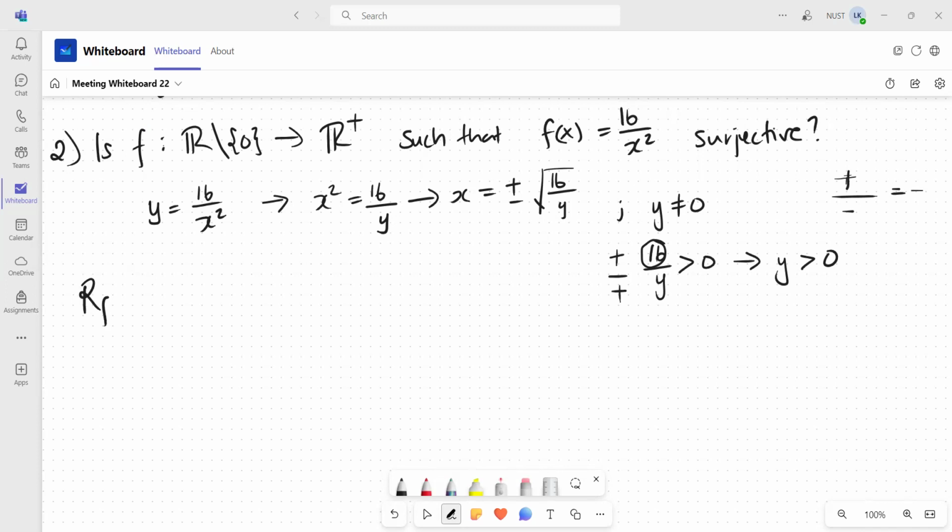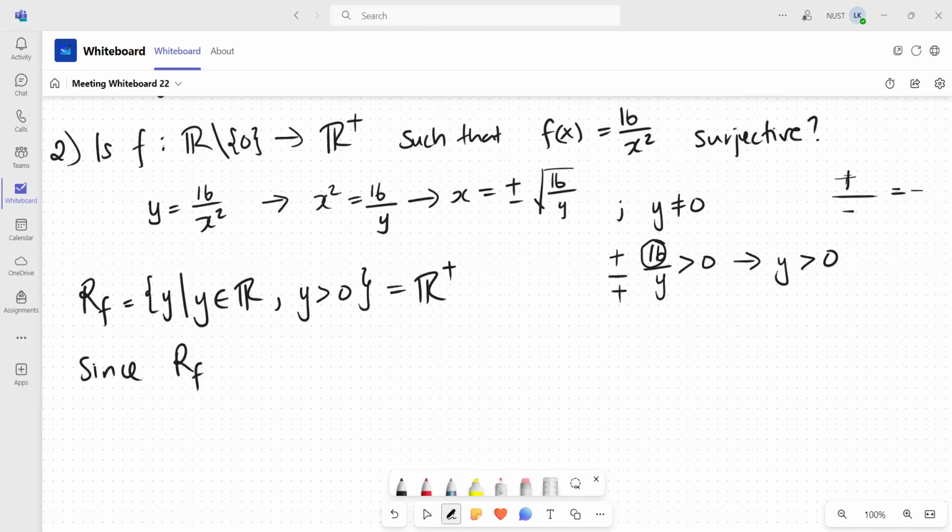So our range of f is the set of y such that y is a real number and y is greater than 0. This is definitely equal to the set of positive real numbers. So we can say that since the range of f is equal to the codomain of f, then f is surjective.